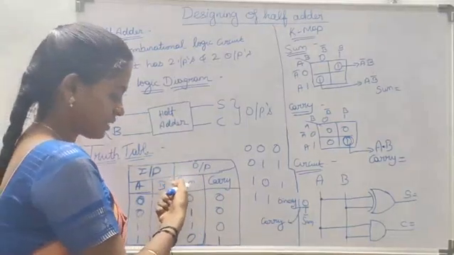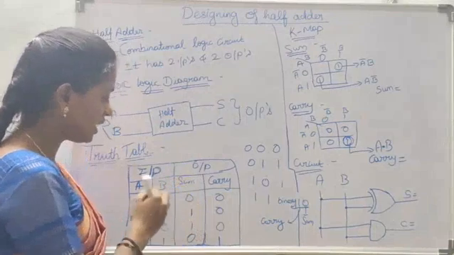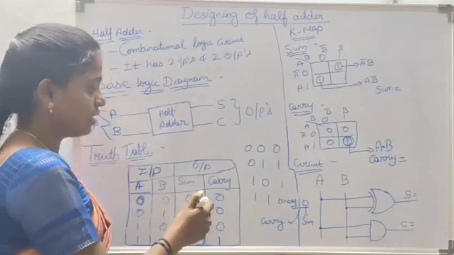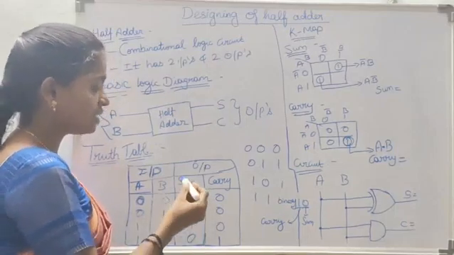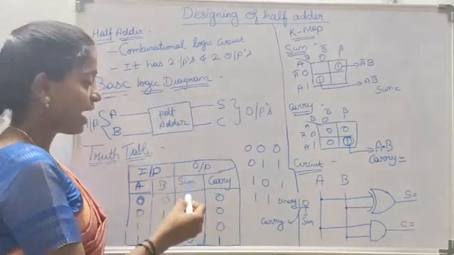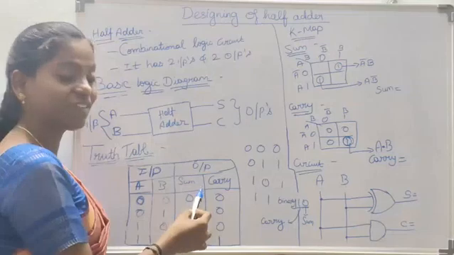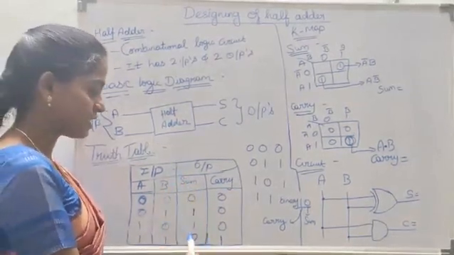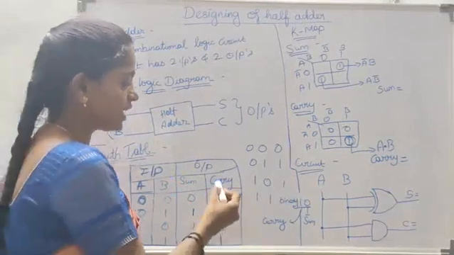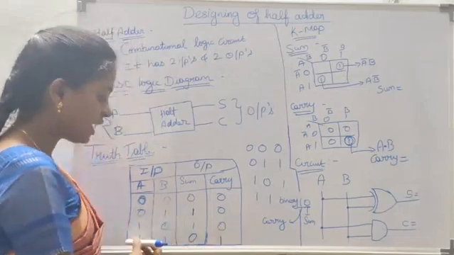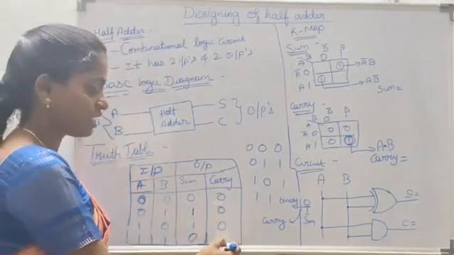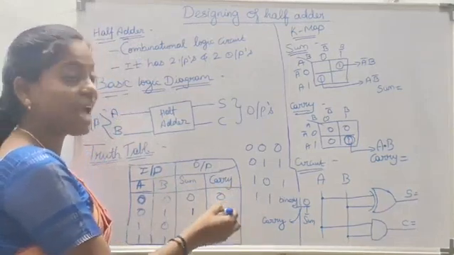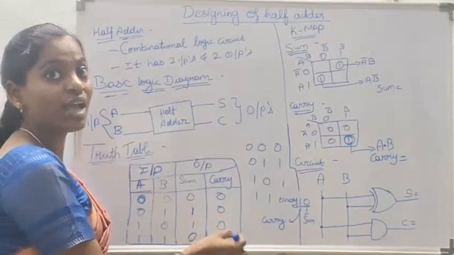Observe the sum column. When the inputs are different, the sum is 1. So the sum behaves like an XOR gate. The sum is obtained using an XOR gate. Next, observe the carry column. When both the inputs are 1, the carry is 1. It behaves like an AND gate. So the carry is obtained using an AND gate.